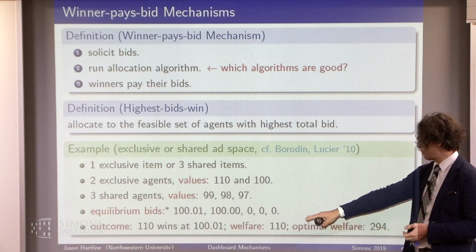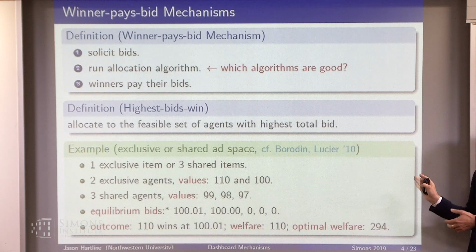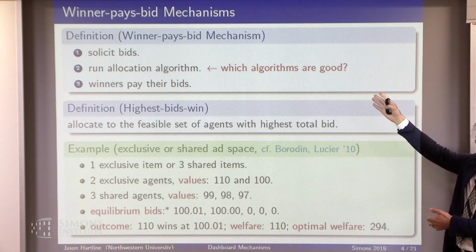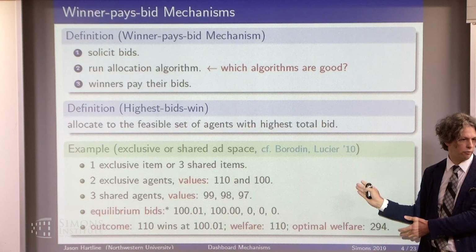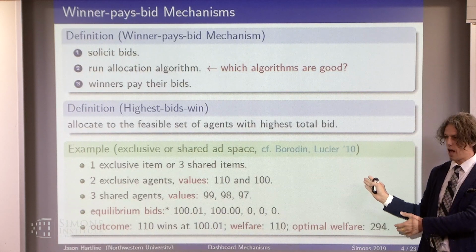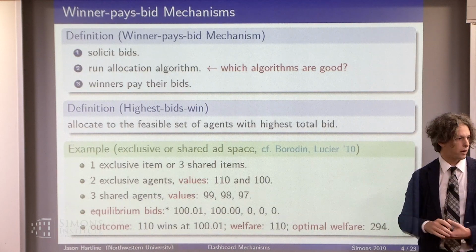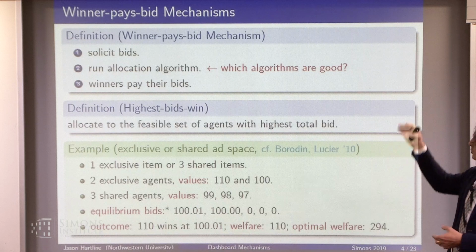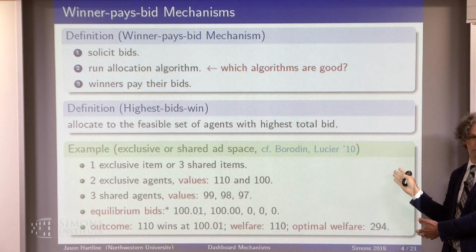And now we're getting the same welfare as before of 110, but the optimal welfare was about 300, right? In this new equilibrium. And so you see from this example that not thinking about how to design winner pays bid mechanisms can result in winner pays bid mechanisms that have really awful equilibria, off by a factor of 3 here. Obviously, you can construct even worse examples if you want. So my question is, how do I choose the algorithm in step 2 so I don't get bad outcomes like this in equilibrium?